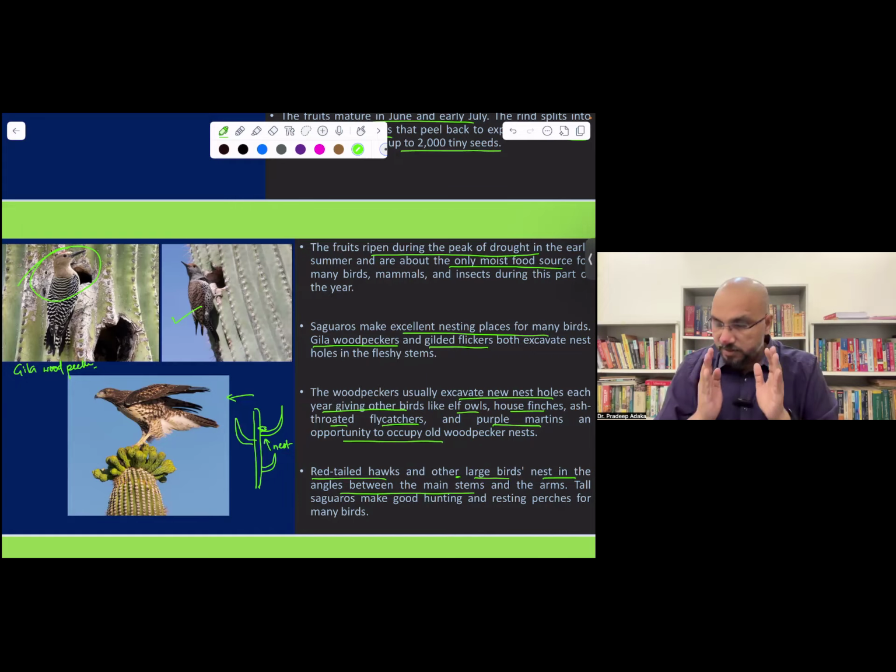So if this one plant is removed, the ecosystem will collapse. Many species that are dependent upon this plant for food source, for shelter, for hunting, all of them will be affected. So this is an example of a plant which is serving as keystone species.